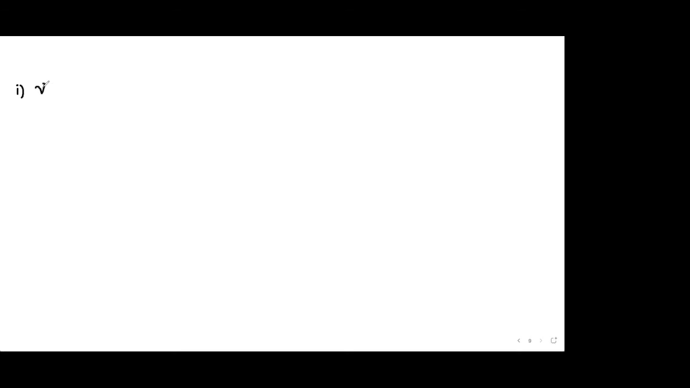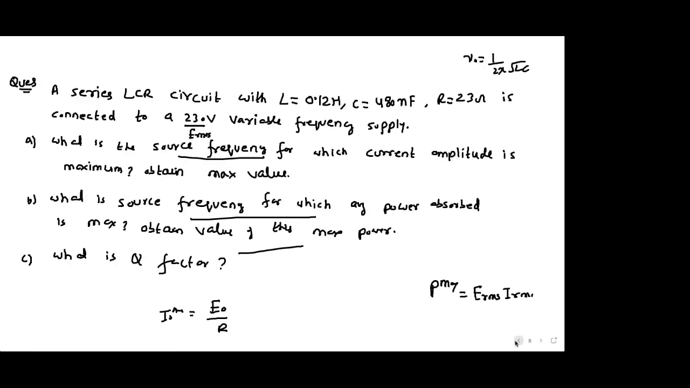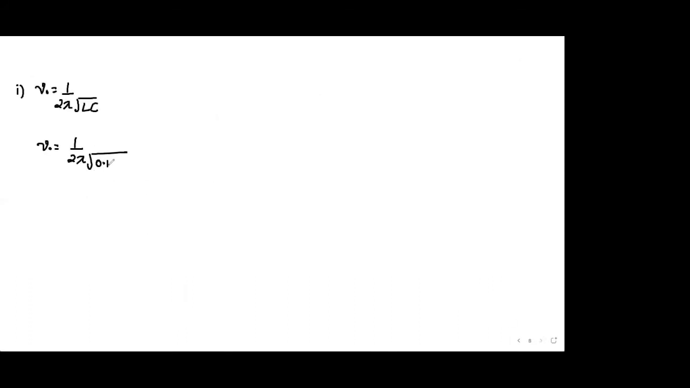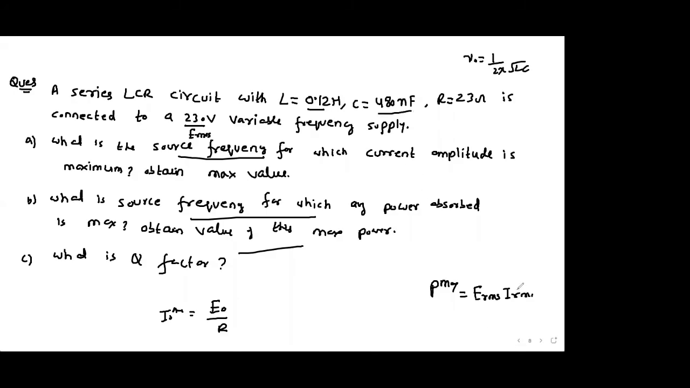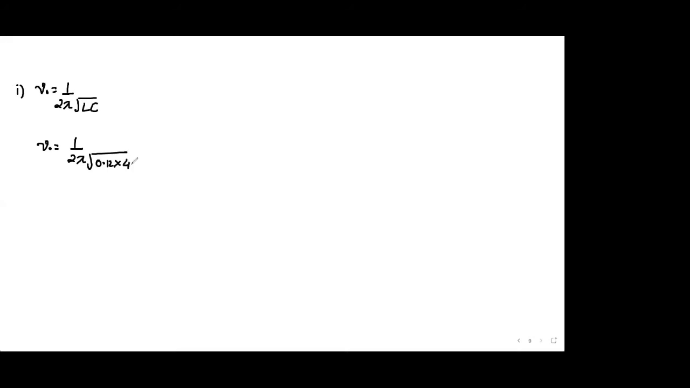In the first part, asking about resonance frequency, which is 1 by 2 pi root over LC. So it's 1 by 2 pi root over L, where L is this 0.12 Henry, multiplied by capacitance. Capacitance is 480 nanofarad. When you solve it, it comes out to be around 663 Hertz.